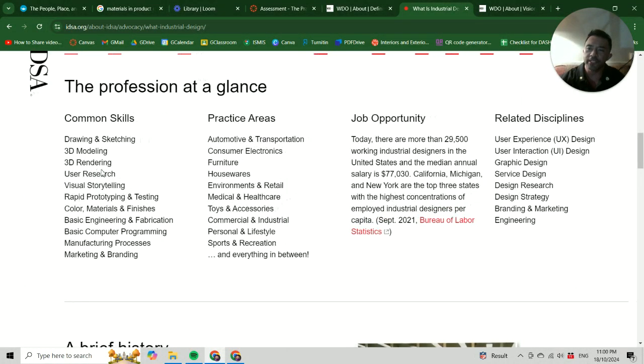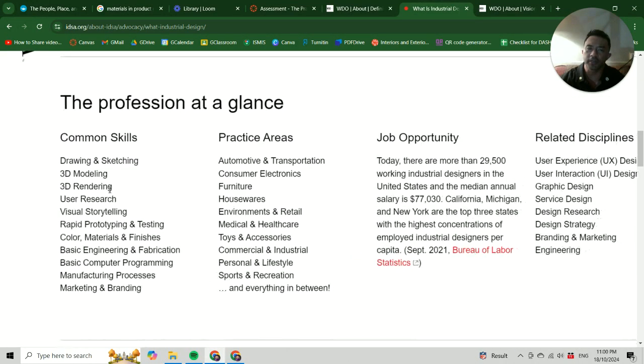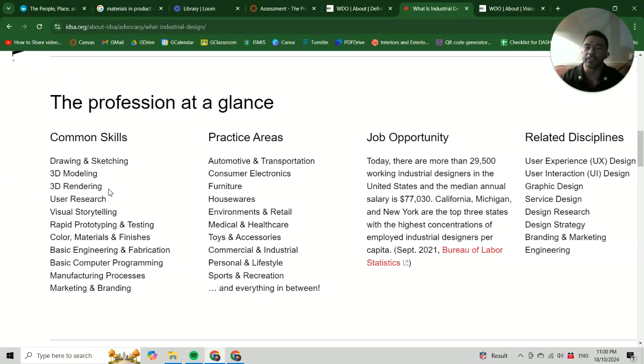So the profession at a glance, the common skills that are required of a product or industrial designer are the following. You should be able to draw or sketch, do 3D modeling, 3D rendering, user research, visual storytelling, rapid prototyping and testing, color, materials and finishes, basic engineering and fabrication, basic computer programming and manufacturing process, and marketing and branding.